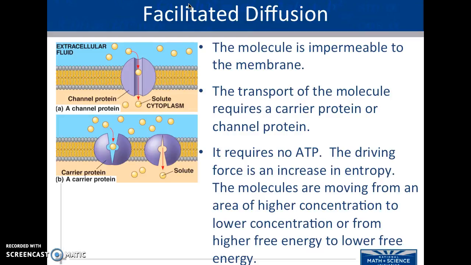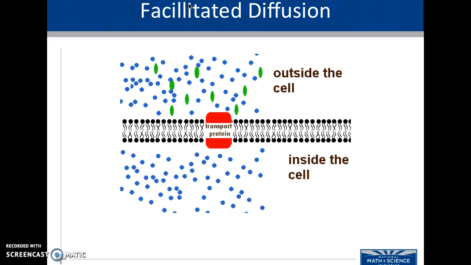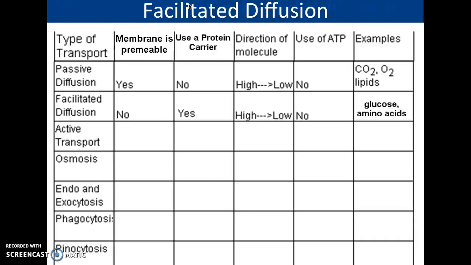Facilitated diffusion. If the molecule cannot get across the membrane, it requires a carrier protein. Facilitated diffusion does not require energy. Its driving force is an increase in entropy. They are, again, moving from high to low concentration. Let me show a little image. High concentration on the top, low concentration inside, moving inside the cell. Add to your chart.